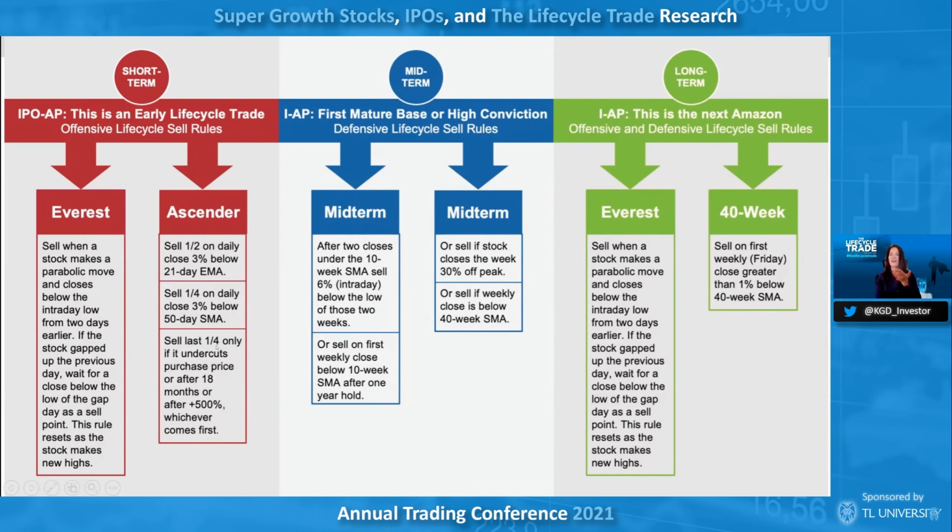And if it reinvents itself, you know the story really well, you still have a piece that you're holding on to. The midterm rule has some different pieces to it. The main piece is, I would say, the closing below the 10-week line. So you're not really holding through a deep base that's below the 10-week line but still above the 40-week line. What's also really nice about the midterm rule is that no matter what, it's going to take your gains if you're 30% off the peak.